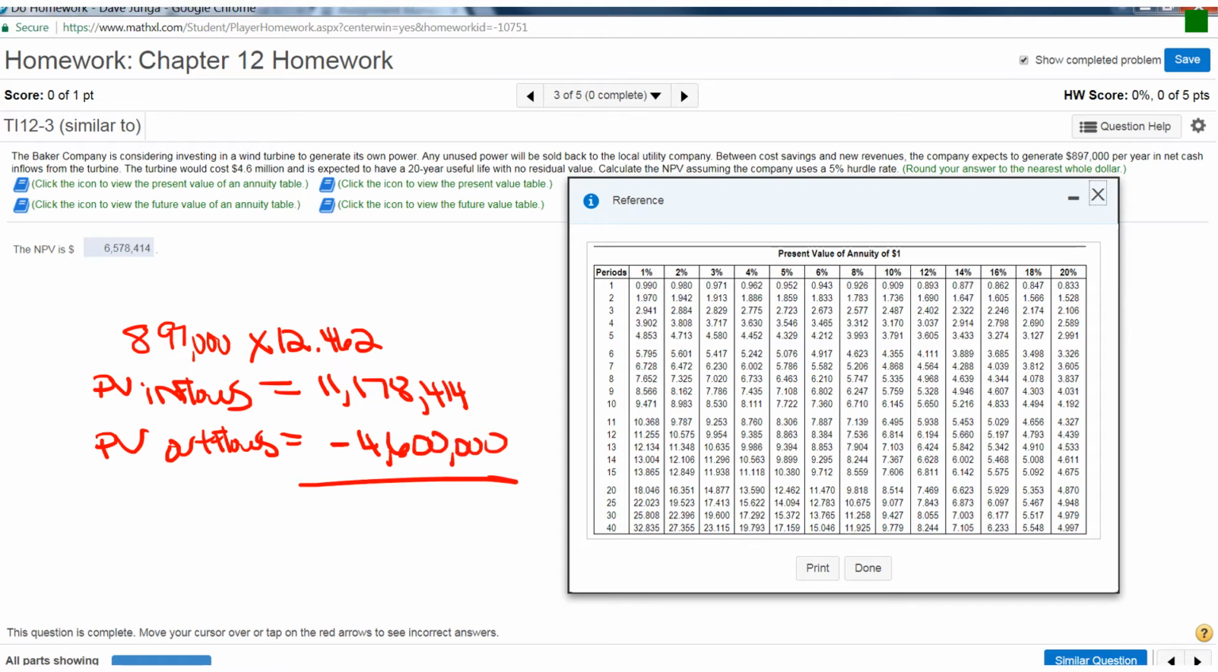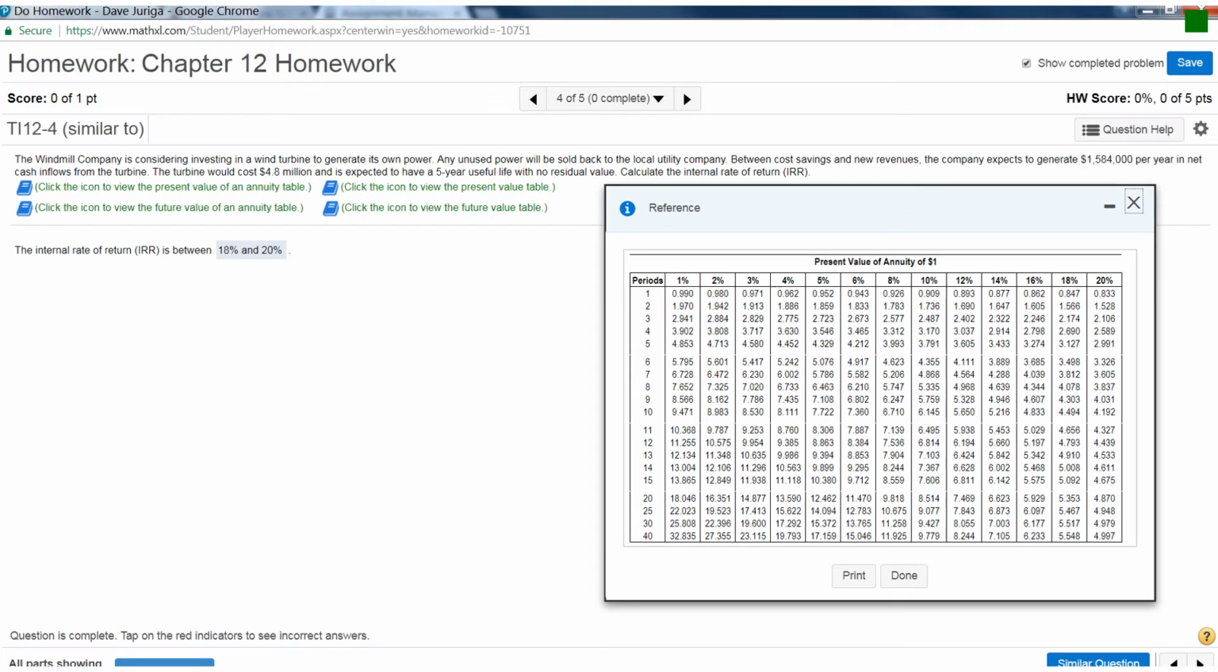So if you just net those two, that's going to give you your net present value, and that'll be right at $6,578,414. And notice it is a positive because our inflows are more than our outflows, and that's called your net present value.